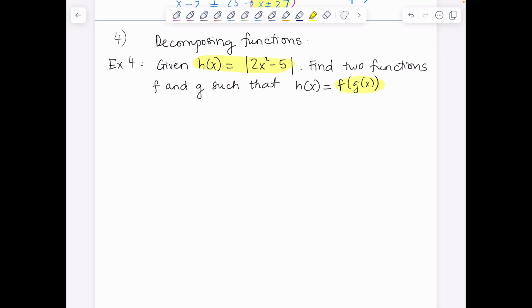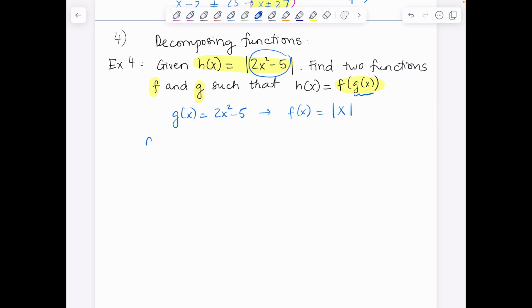We want to find the two functions f and g such that when you recompose them, we'll get h of x. So as I look at absolute value of 2x squared minus 5, I see two functions. I see an x squared function and I see an absolute value function. So given that g of x is the inside function, I look for what's inside of the absolute value. So g of x would be 2x squared minus 5. And f of x is the outside function, which is the absolute value function. So we're going to write absolute value of x.